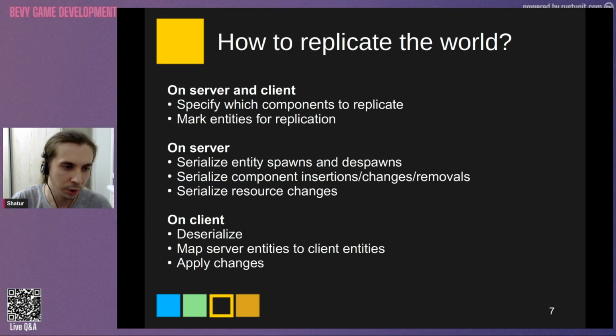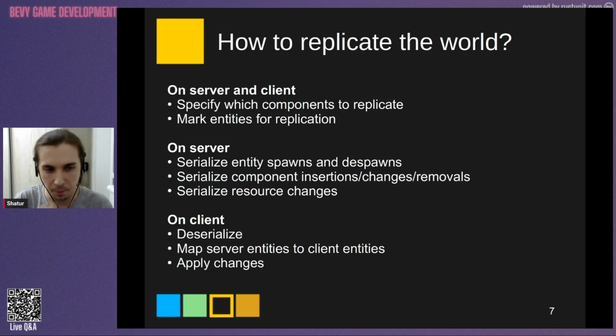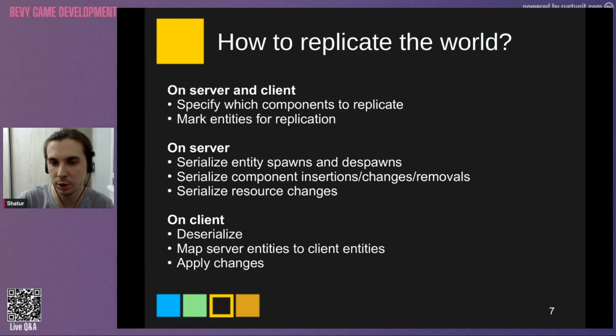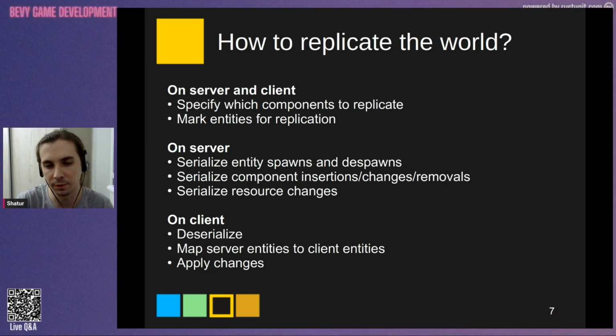Okay, and on the client, you just receive the message, deserialize it, map server entities to client entities, and apply changes. The mapping process is important because when you receive changes, you need to know to which entities you want to apply them. So when you first encounter an entity, you create an entity on the client and have a special map that maps server entities to client entities and vice versa.